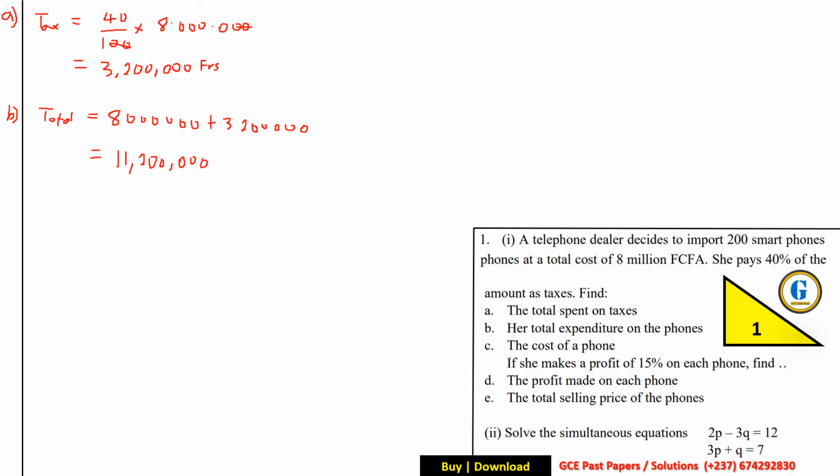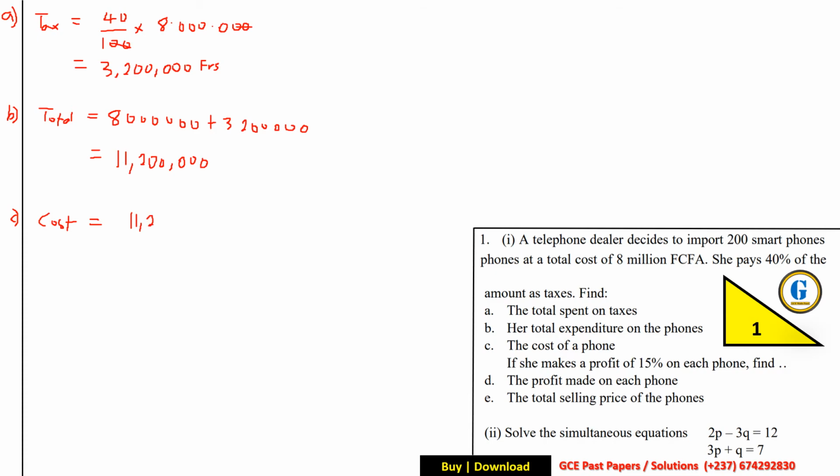Now see the cost of a phone. So the cost of one phone will be how much? This is the total cost for all of these 200 smartphones. So the cost of a phone will be equal to the total cost, that's this 11,200,000 divided by what?